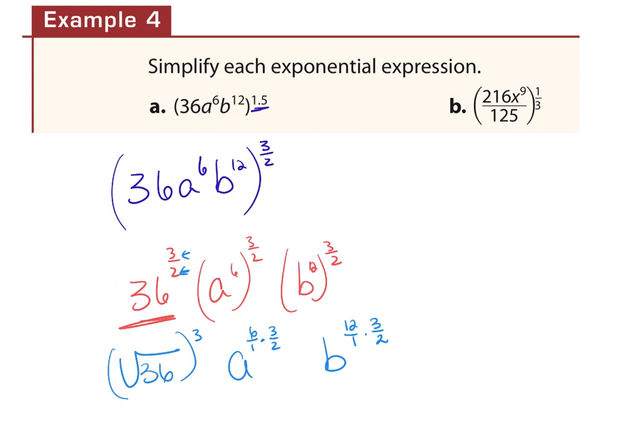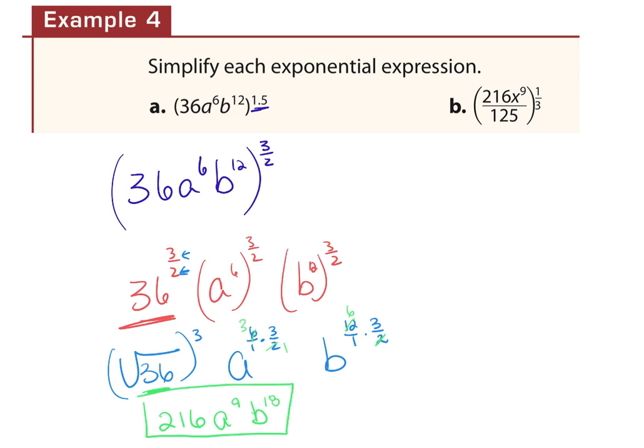6 taken to the third power. So if I take the square root of 36, that is 6. If I cube that, I get 216. When I cross cancel here, I'm going to get a to the 9th power. And when I cross cancel here, I'm going to get b to the 18th power.